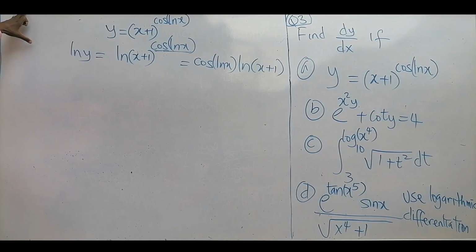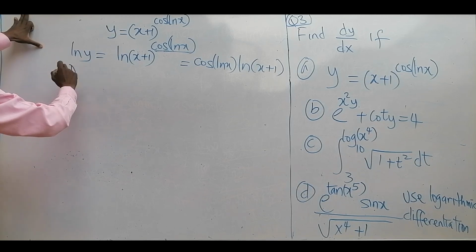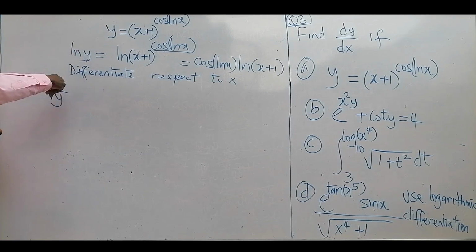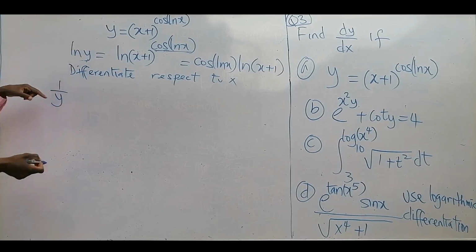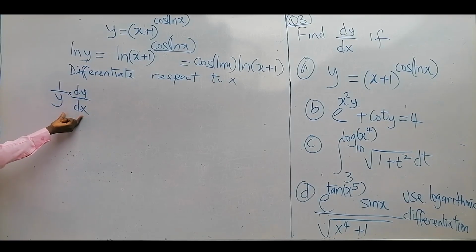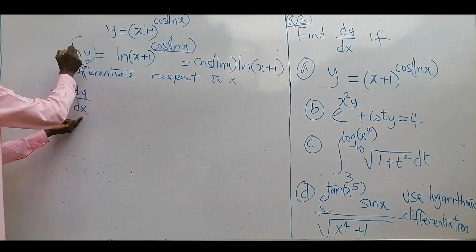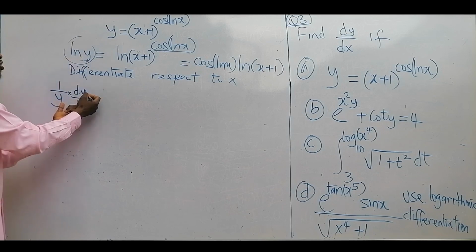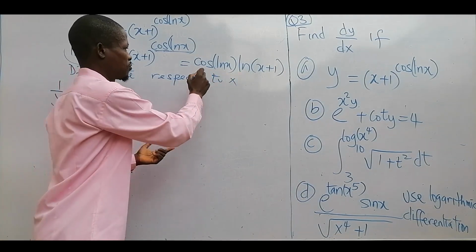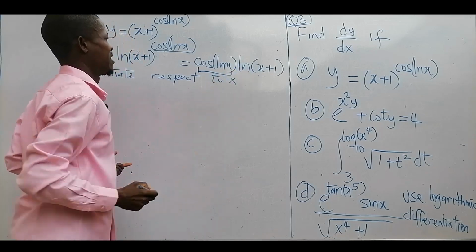Then the next thing to do now, we're going to differentiate this, since we are looking for dy/dx. Differentiate this with respect to x. y is a function of x, so differentiate that with respect to that function. And finally, differentiate. So when you are doing implicit differentiation, you differentiate this with respect to that function, and then you put your dy/dx by the side. We're going to apply the product rule because we have two functions. We have this one and we have this one.